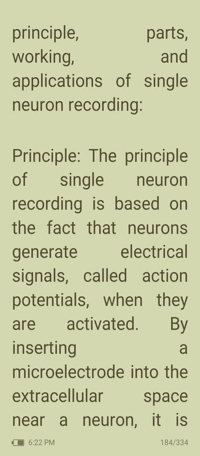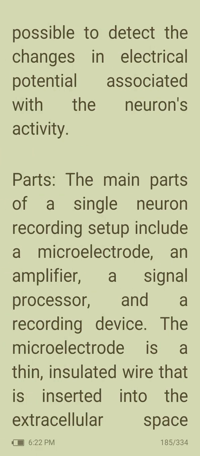Here is an overview of the principle, parts, working, and applications of single neuron recording. The principle of single neuron recording is based on the fact that neurons generate electrical signals called action potentials when they are activated. By inserting a microelectrode into the extracellular space near a neuron, it is possible to detect the changes in electrical potential associated with a neuron's activity.